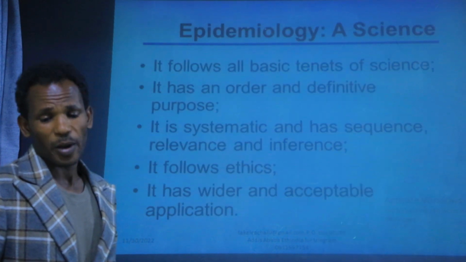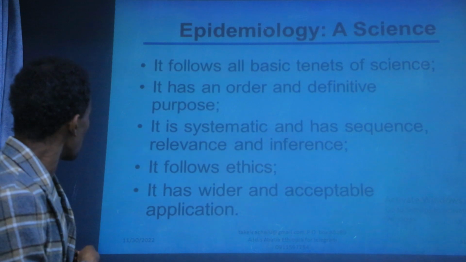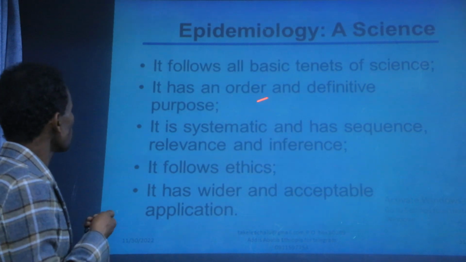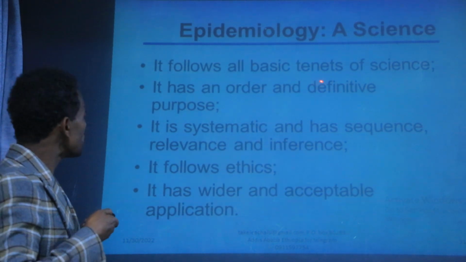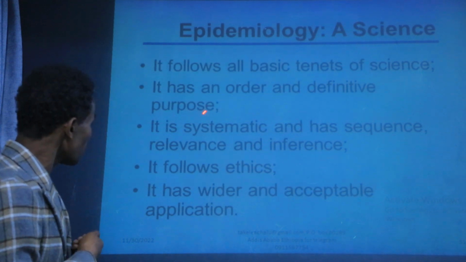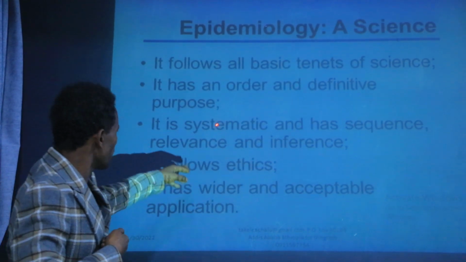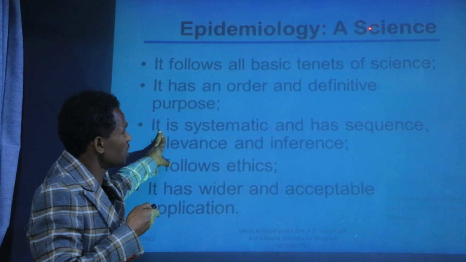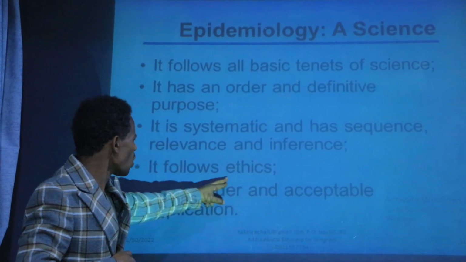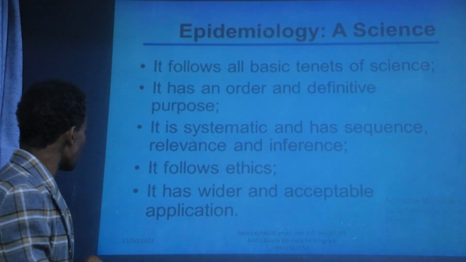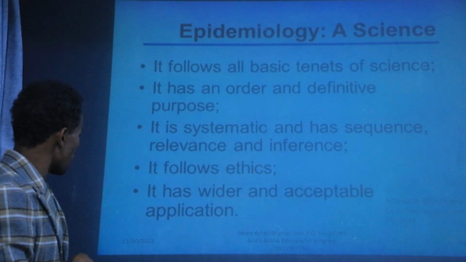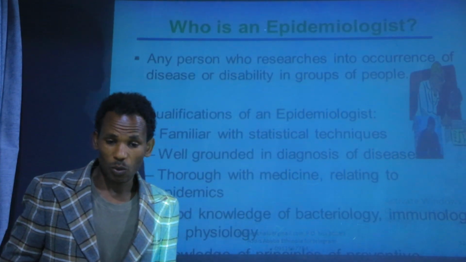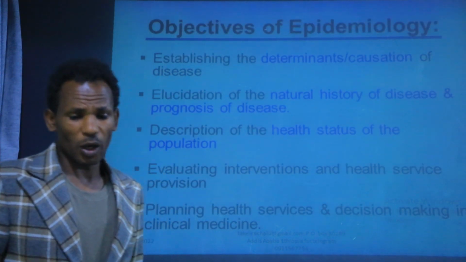The next one is why epidemiology is a science. It follows all the basics, and it has an order and a definitive purpose. It is systematic, with a whole sequence, and it follows ethics. You see, that is why epidemiology is a science, and it has wider and acceptable application. So that is all about epidemiology.